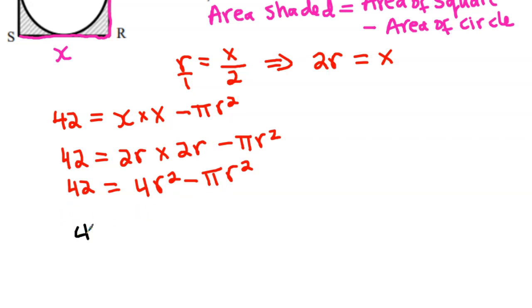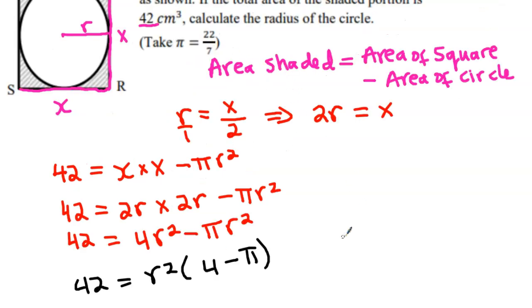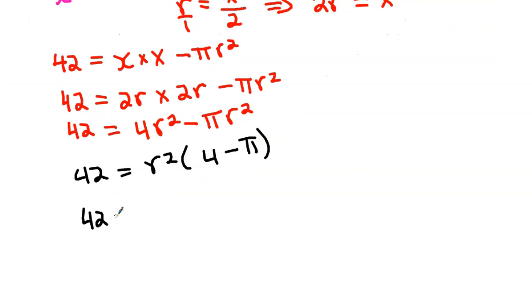So 42 is equal to r squared out. We got 4 minus pi. And now we know that pi has been given to us as 22 over 7. So 42 is equal to r squared into bracket 4 minus 22 on 7. Close it. And then you can find the LCM here. Let's bring it up here.